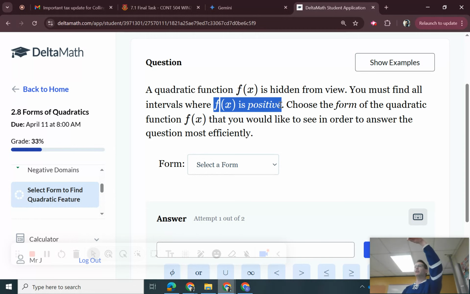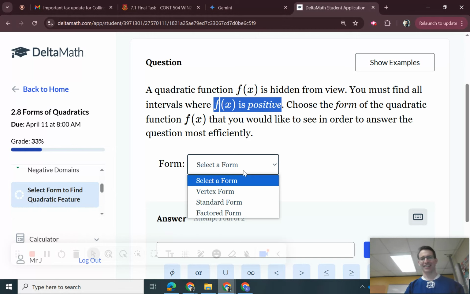Vertex form would show us the value of the vertex very clearly. And then we could expand it to standard form and factor it to find its roots. And the roots will tell us where it's above the x-axis. If I could choose one form out of all 3 to just be shown, which one would directly tell me when it's positive? Standard would give me information about the y-intercept. Vertex tells me about the vertex.